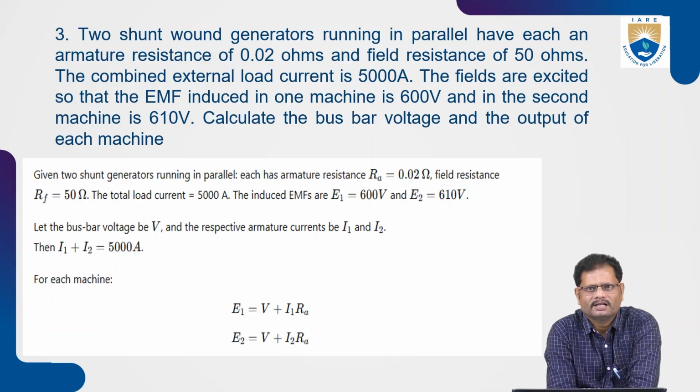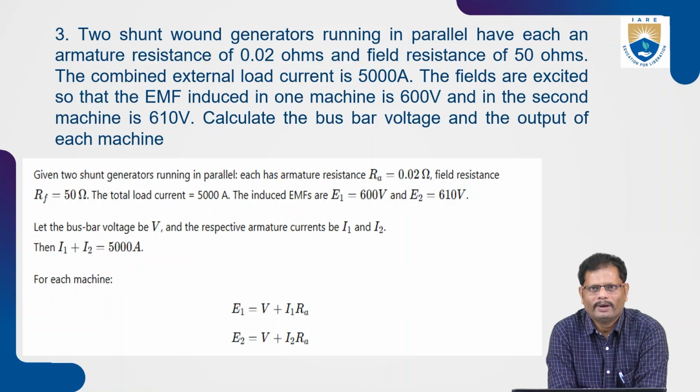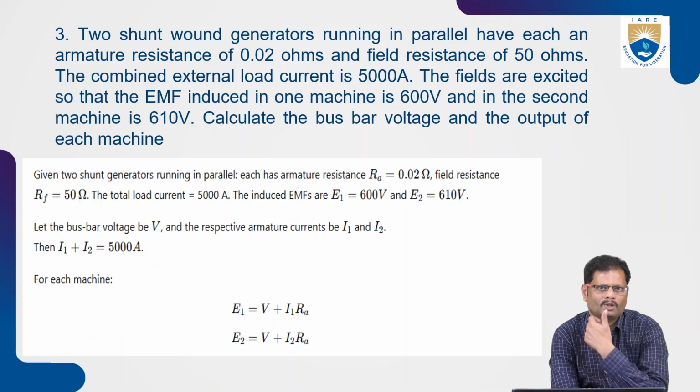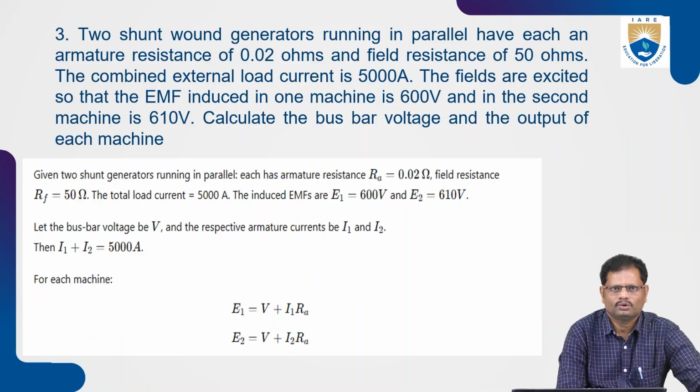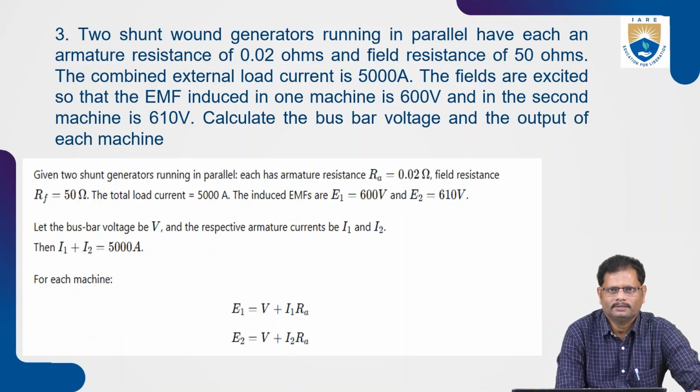So we need to calculate the busbar voltage. Here busbar is nothing but a thick copper conductor which is used for parallel operation of two DC machines. So the positive terminal of the busbar is connected to the positive side of armature one and the negative terminal of the busbar is connected to the negative side of the armature. So here, given two shunt generators running in parallel.